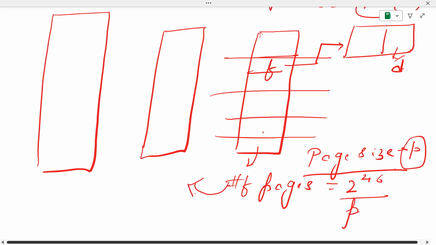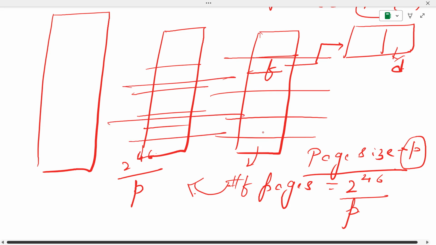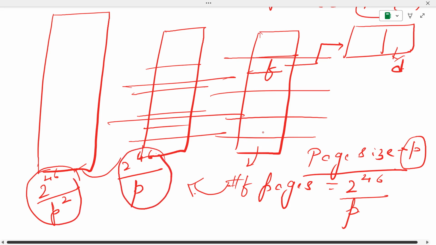So in this, the total number of entries will be 2 raised to the power 46 upon P. Now again it is divided into P size pages. So in this, if we calculate the total number of entries, it will be 2 raised to the power 46 upon P, divided by P, so it is P square. Okay, so this is the total number of entries into this, and the total number of entries here is 2 raised to the power 46. So for all these three we have calculated the total number of entries.